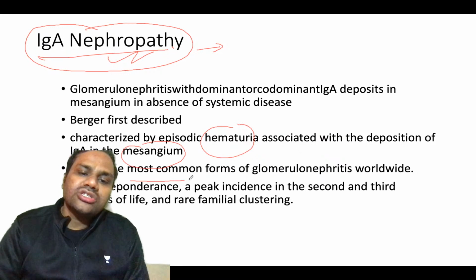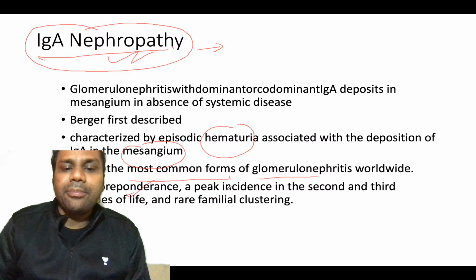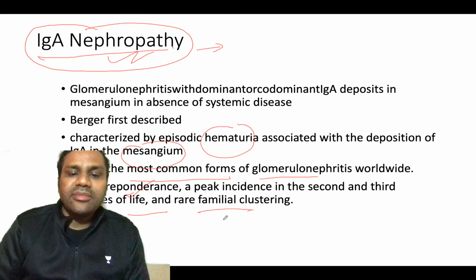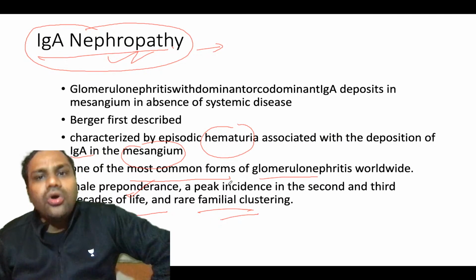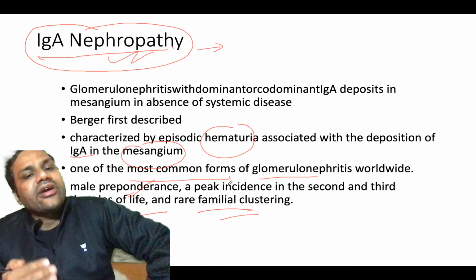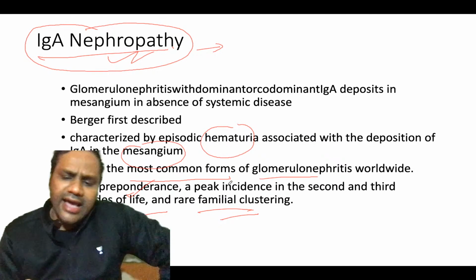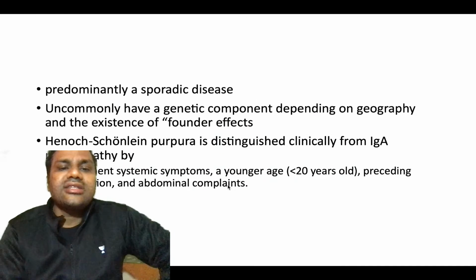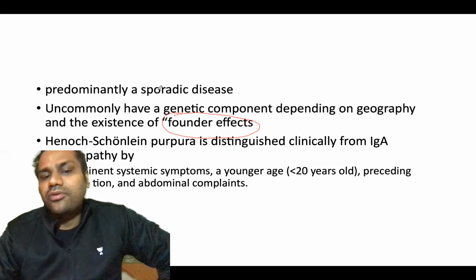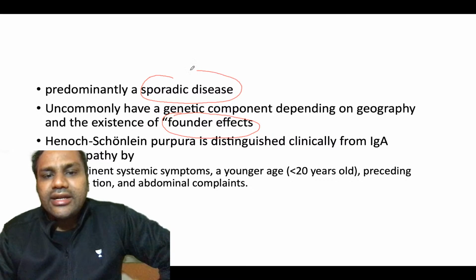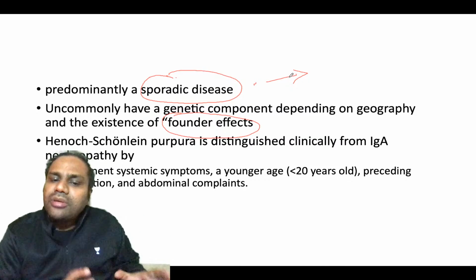Now what do you need to know? It is the most common form of glomerulonephritis worldwide. It has male predominance and a peak incidence in the second and third decade of life, and familial clustering is very less. But according to geographical region, you can see some familial clustering in IgA nephropathy, and that effect is known as founder's effect. Most of them are sporadic disease, but some can show familial predisposition according to the geographical region.